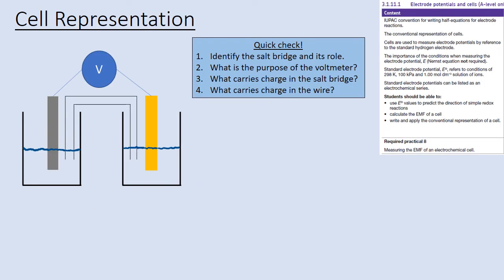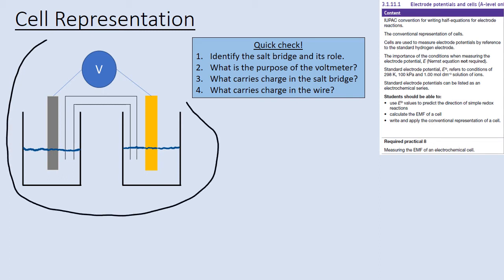Okay, so now we've made a cell. So we've connected two electrodes to make a cell. I think if you had to draw this out every time, it's not exactly straightforward. So we come up with a simple cell representation, a way of drawing this. But quick check first. I suggest you pause the video and see if you can answer these 4 quick questions.